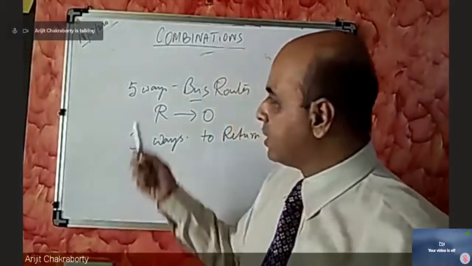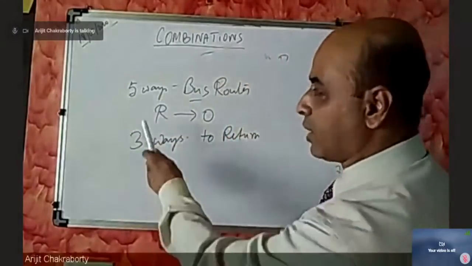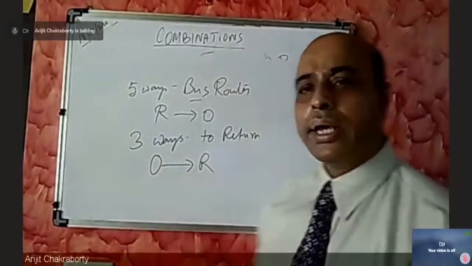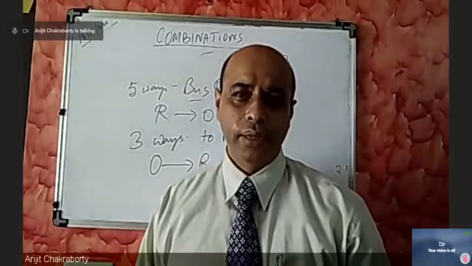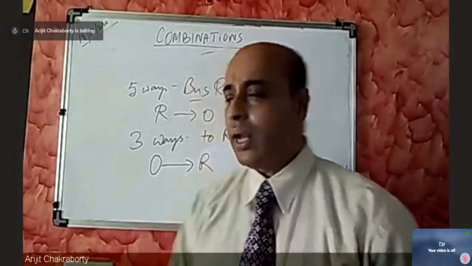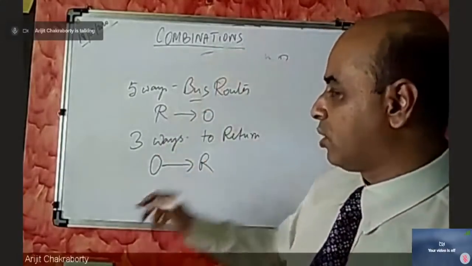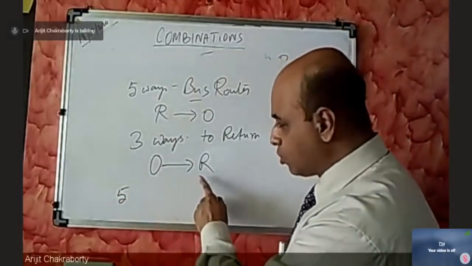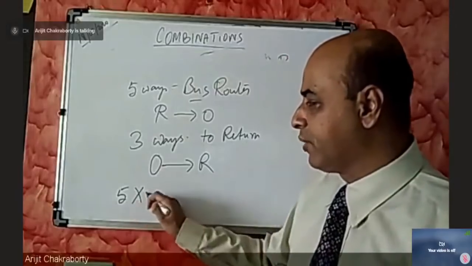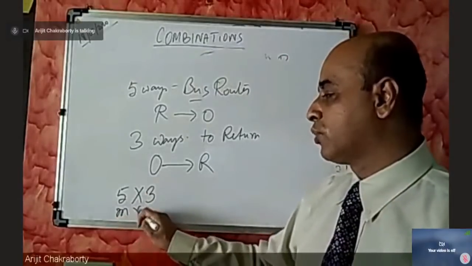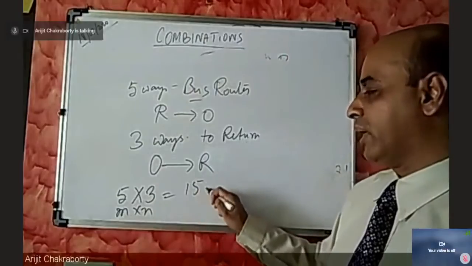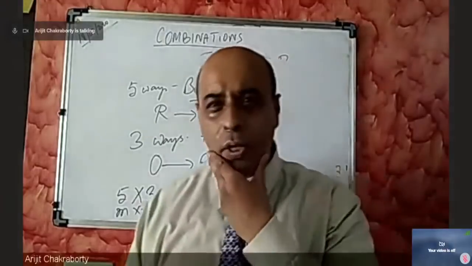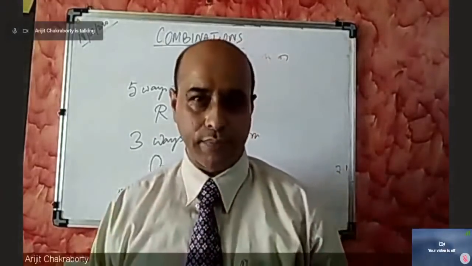How many ways can I do it, if I want to go from my residence to my office and come back from my office to my residence? So, this is a case where to go from my residence to my office, I have 5 ways, and to return from my office back to my residence, I have 3 ways. So, this is the m into n rule, that is 15 ways. This is the product rule, also called the rule of multiplication.